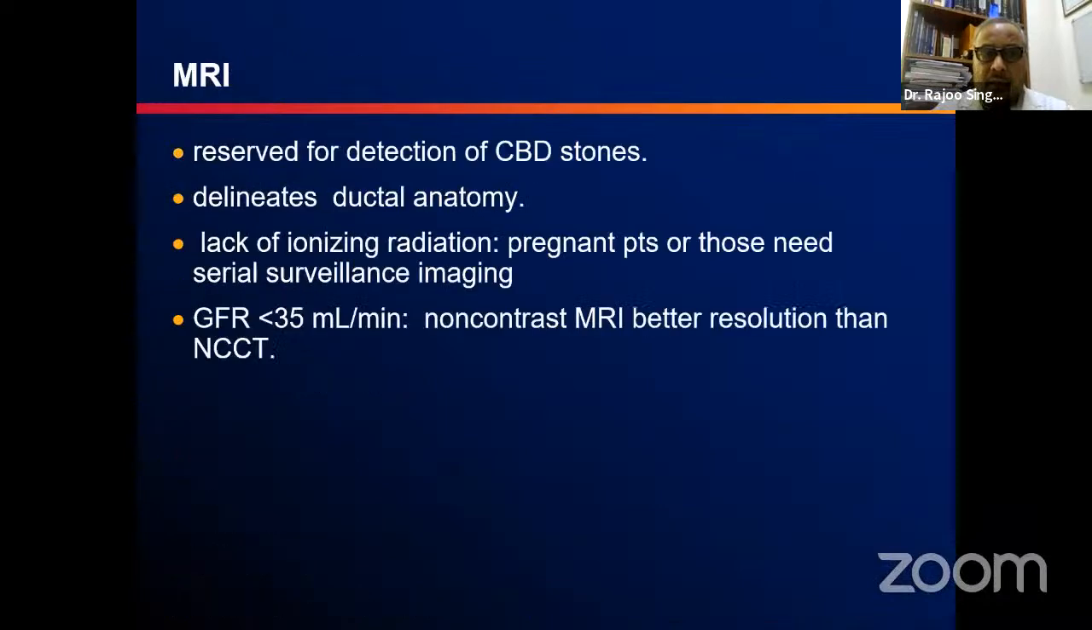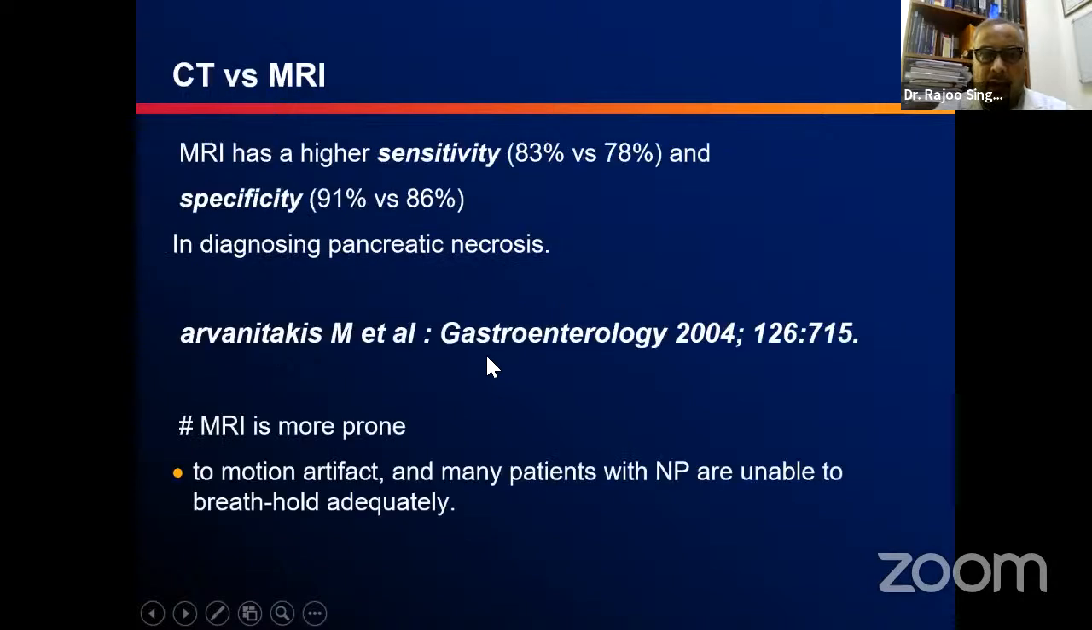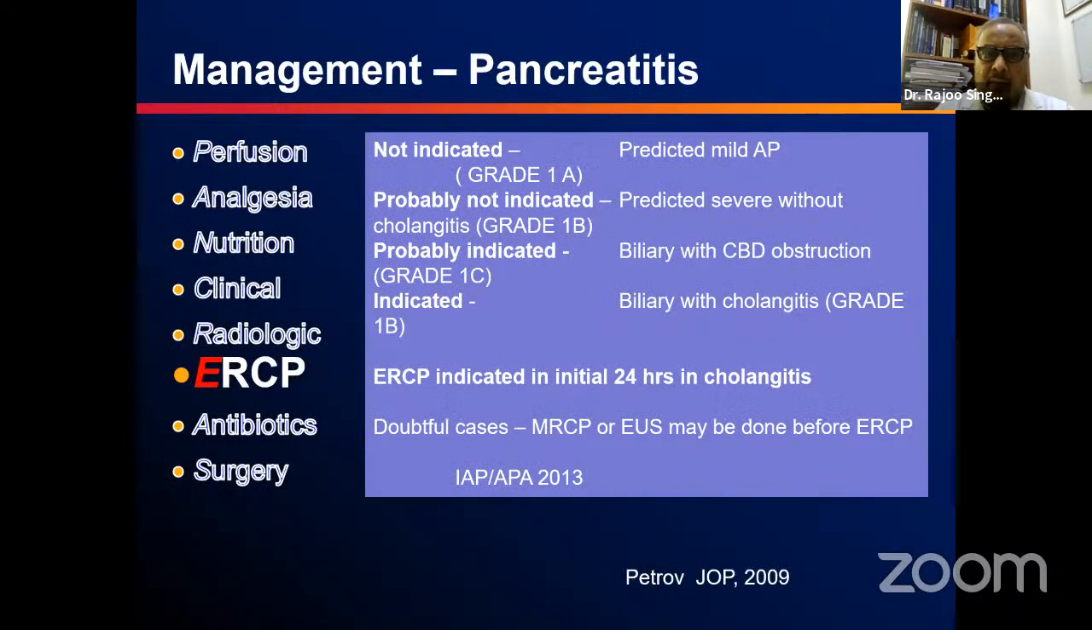Now, radiology, we talked about MRI. What are the advantages? It is reserved for detection of CBD stones, delineates ductal anatomy, and has a lack of ionizing radiation. In pregnant patients, you cannot get a CT scan if you are in a problem. Then with GFR less than 35, non-contrast MRI has a better resolution than the non-contrast CT scan. So CT, MRI, nothing much to choose, but in these areas which I have talked about, MRI is a little more helpful. Now, ERCP, as a gastroenterologist, we are very fond of doing ERCP.